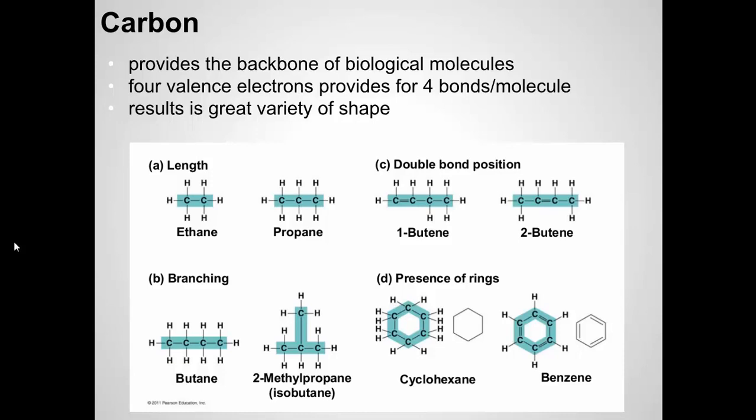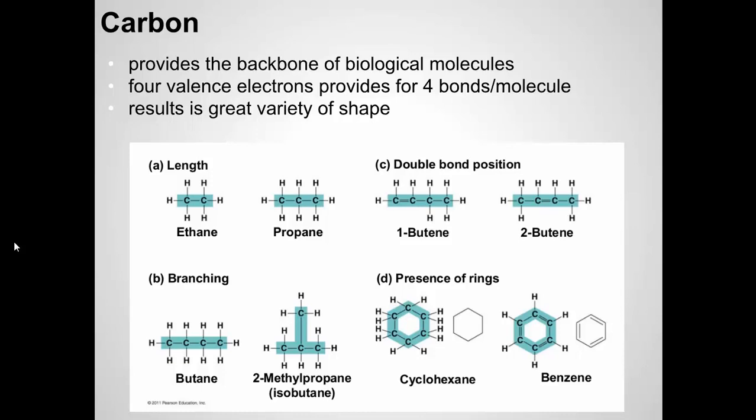And carbon, do you remember how many electrons it has in its outer shell? Two. 8. 7. It has 4. It has 4 electrons in the outer shell, which means that it can form 4 separate bonds with other atoms. That gives it a wide variety of shapes and configurations and so forth. And that results in a huge variety of molecules containing carbon.